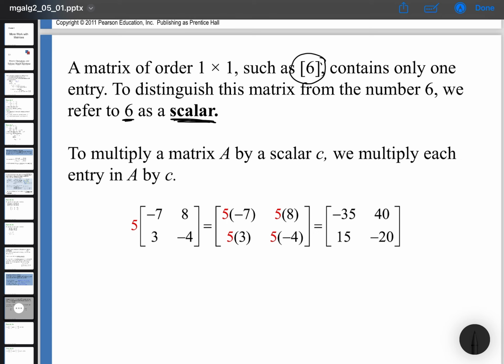I can multiply any matrix A by a scalar C. This is really just representing a number, such as the 5 that you see down here. I'm taking this scalar 5 and multiplying it everywhere in my matrix, and I end up with -35, 40, 15, -20. So scalar multiplication is just: here's a number, multiply each element by that number. That's all that it is. Again, pause if you're writing notes.